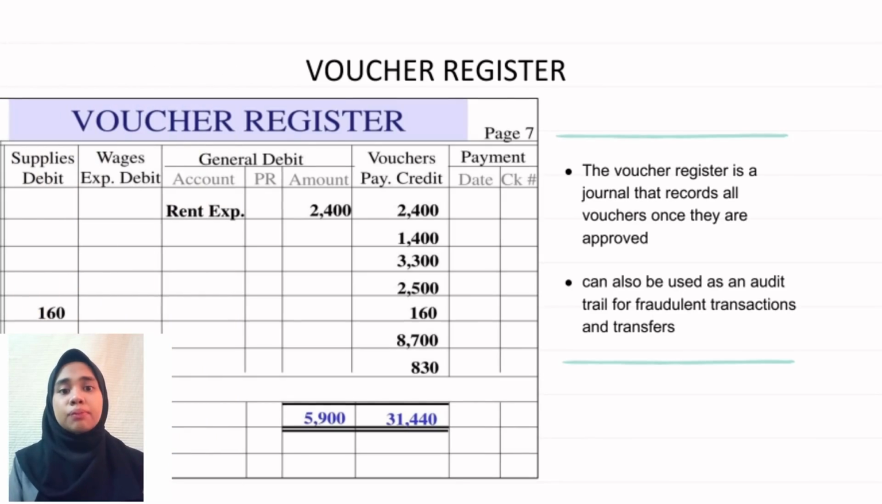Third, I will explain more about the voucher register. The voucher register is a journal that records all vouchers once they are approved.